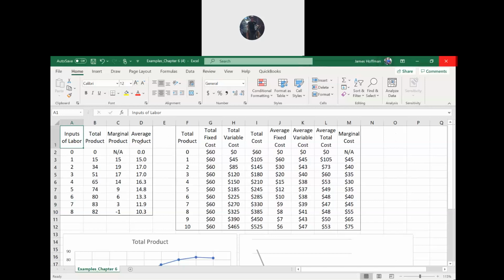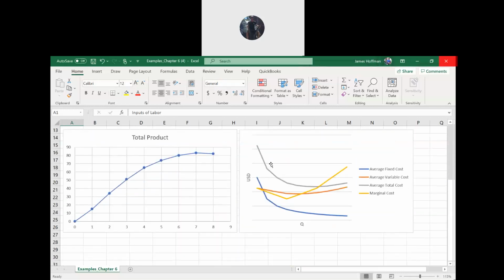All right. Questions on any of these terms before we close this Excel file?